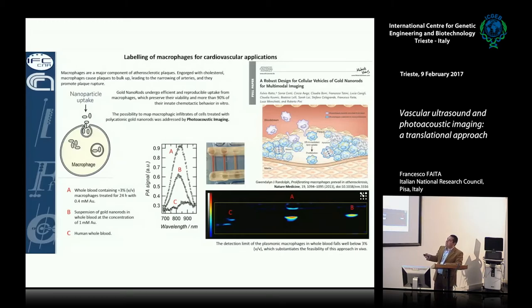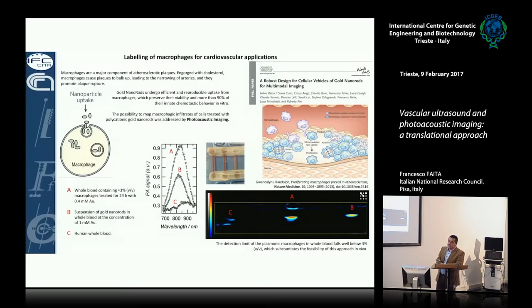we can simply embed gold nanoparticles inside macrophages, and this leaves cell viability without problem. So at the end, you will have some gold nanorods, very small rods of gold, inside the macrophages, and this can be used as an exogenous contrast for photoacoustic.